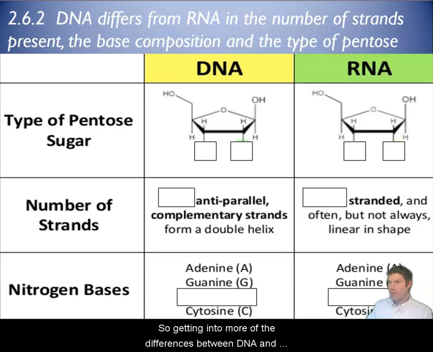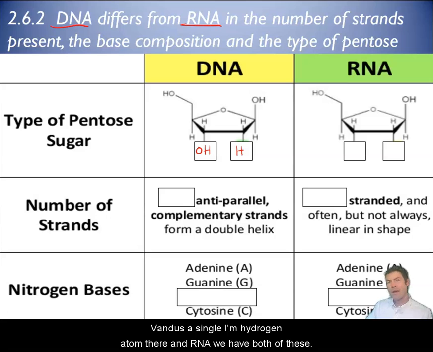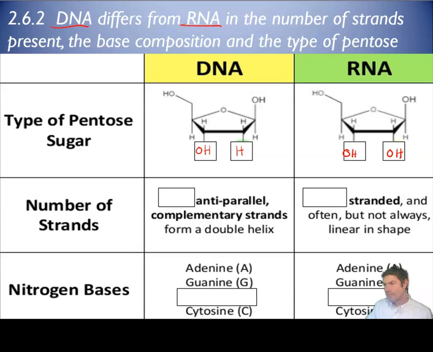So, getting into more of the differences between DNA and RNA. It's very similar, but they also have some important differences. In our DNA, we're looking at an OH here, and then just a single hydrogen atom there. In RNA, we have both of these being OH groups. So you just have to memorize that. I'll think of some kind of mnemonic device. Maybe some of you can send me ideas for that.